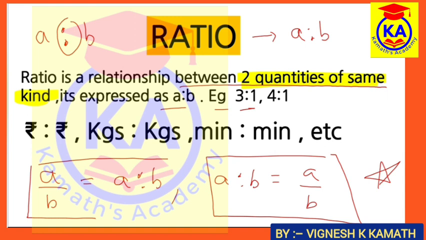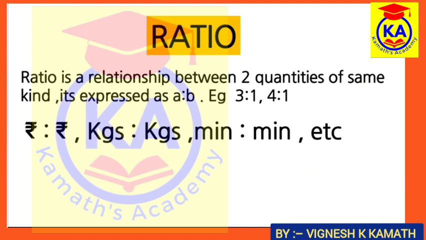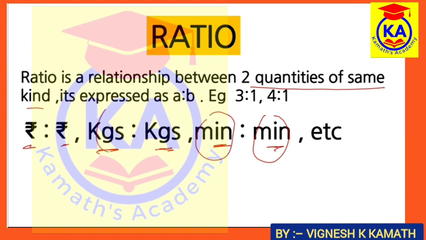Now let's discuss two quantities of same kind. The two quantities of same kind means rupees is to rupees, or kgs is to kgs, or minutes is to minutes. Both units should be the same. That is nothing but two quantities of same kind. Let's see with the problem which can give you a clear idea about two quantities of same kind.